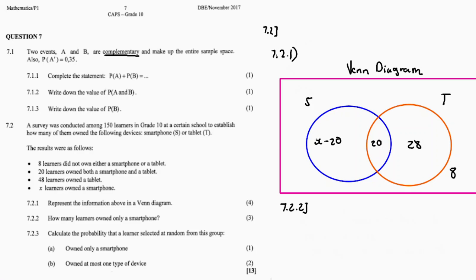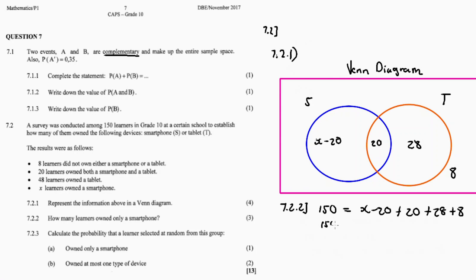So therefore siyomcalculate njani x ke? X calculator by using le value ka 150. I need to set up an equation ekuqala. Na equation yami it's 150 learners is equal to the sum of every group. So it's x minus 20 plus 20 plus 28 plus 8. Nang etabo wonke lama groups lawa I must get 150.